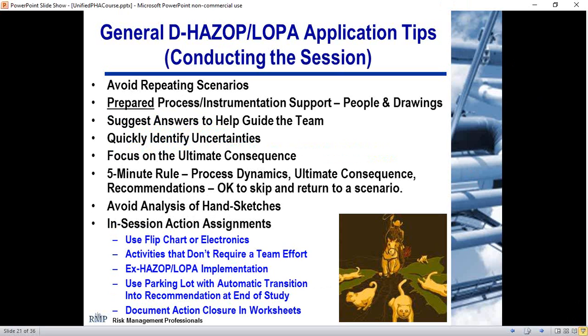The HAZOP and LOPA is supposed to be assessing the design. It's not supposed to be providing a framework for somebody to run off and then do a design of the control and protection system, which then doesn't get evaluated because management thinks that they already did a HAZOP and LOPA, why do it again?